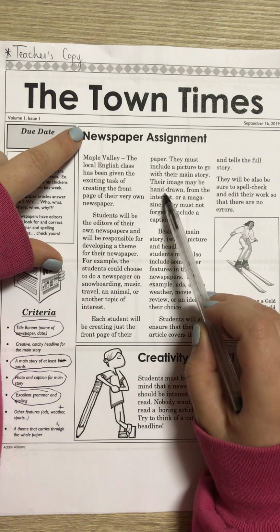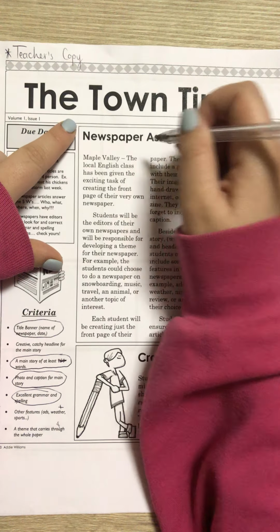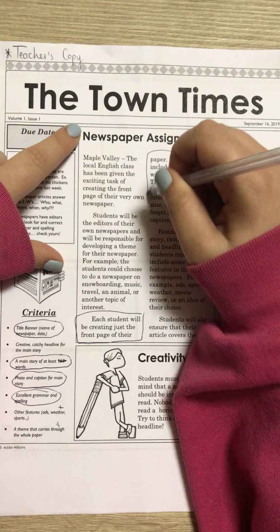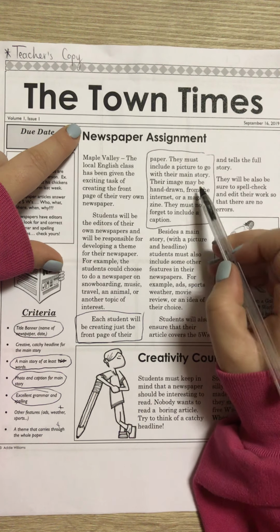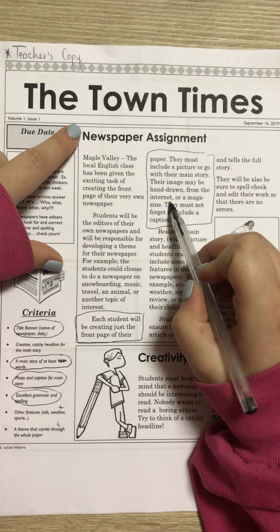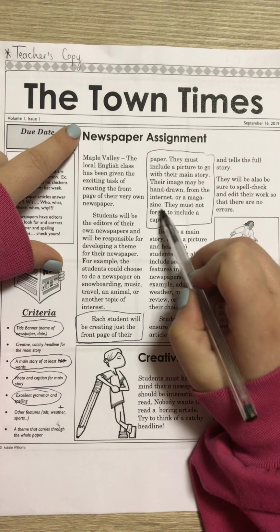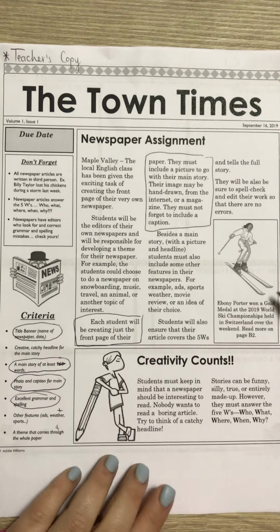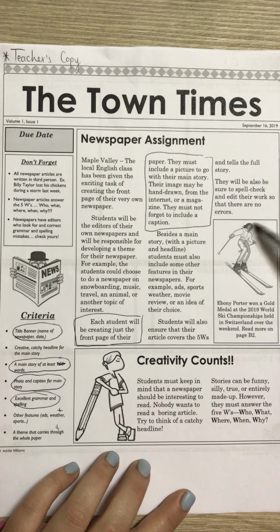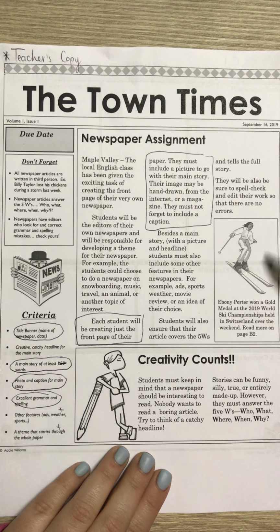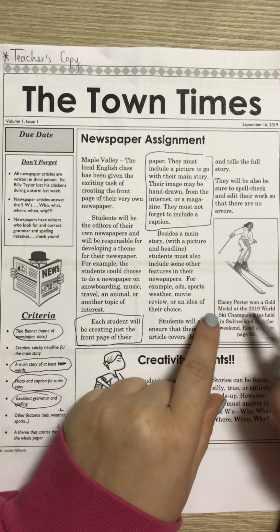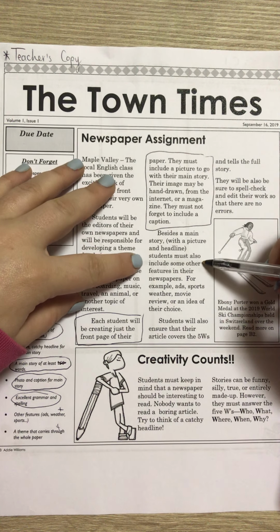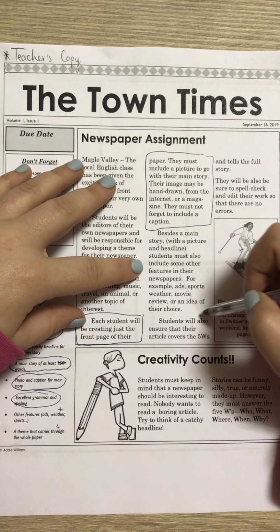The image may be hand-drawn, from the internet, or from a magazine. So this part is very important. They must not forget to include a caption. So you are going to draw a picture, get a picture from the internet, or cut out a picture from a magazine, but I want writing underneath.